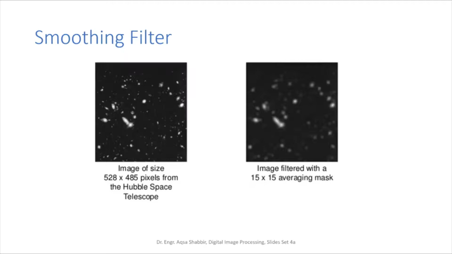Now, this blurring is very often useful when we want to remove small details. What this blurring process does is that it tends to blend the small details into the background, leaving behind only the more prominent details or larger objects which are of more interest.